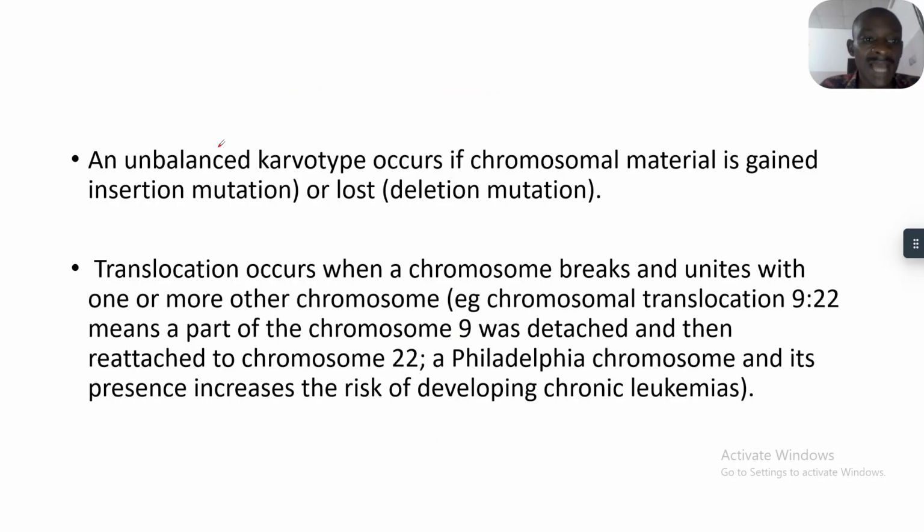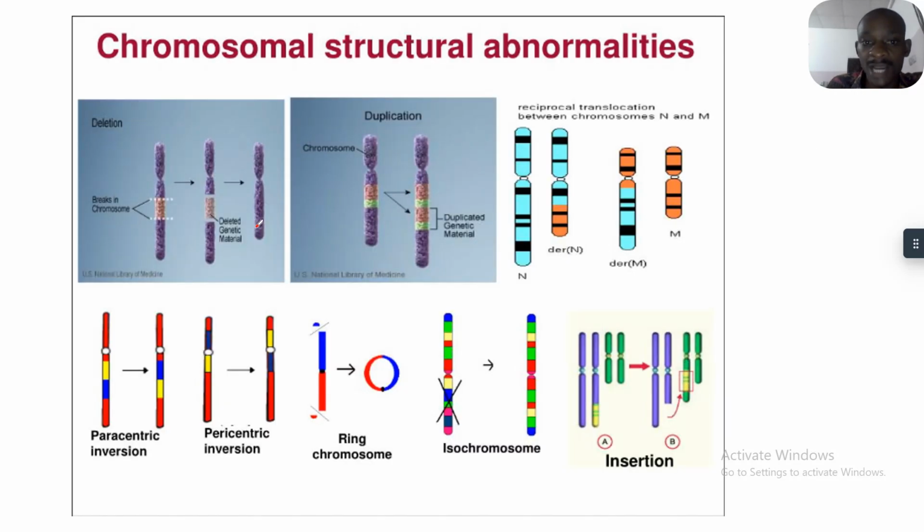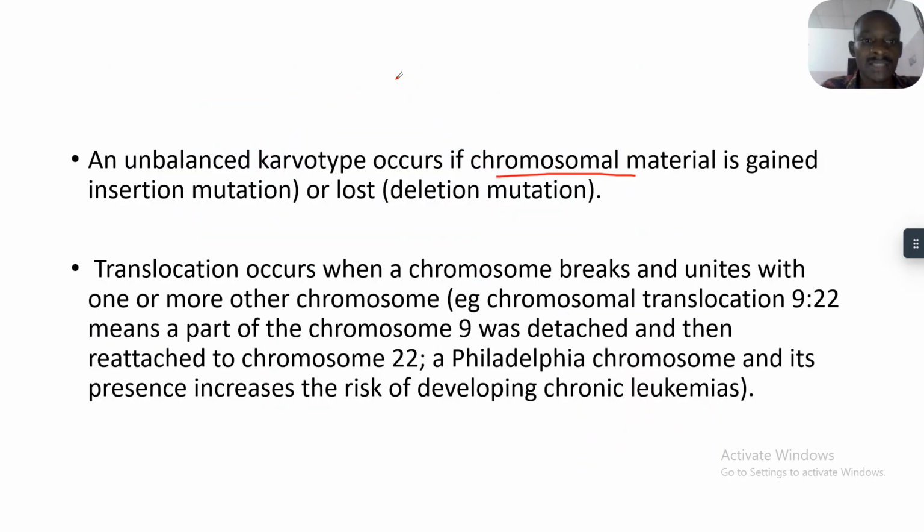So now we say that an abnormal karyotype occurs if the chromosomal material is gained, that's insertion mutation, or lost. That's a deletion mutation. This results in what? Unbalanced karyotype. This is a deletion that we have here, and insertion can also be called duplication. That's an unbalanced karyotype.